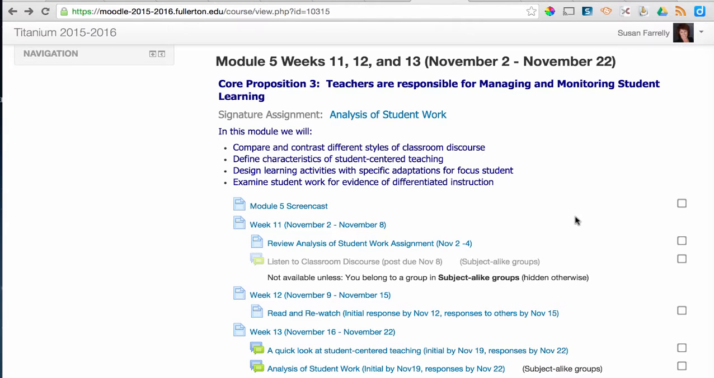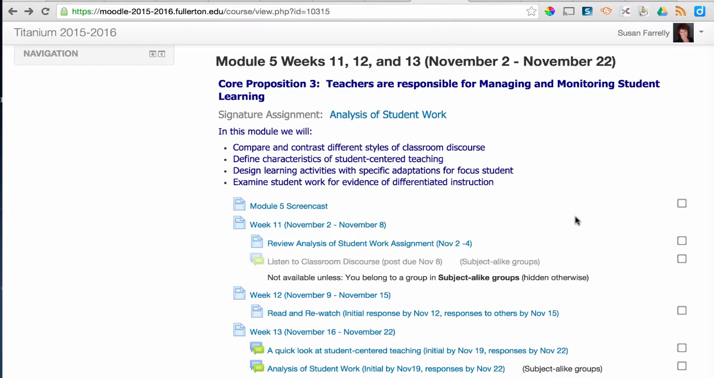As such, the signature assignment for this module is probably our most comprehensive assignment. In this assignment, you do an analysis of student work. We're going to be leaning heavily on Component 2 of the National Board certification process and using some of their guidelines and their questions for reflection to sort of frame this assignment.